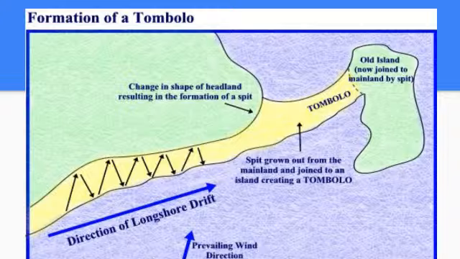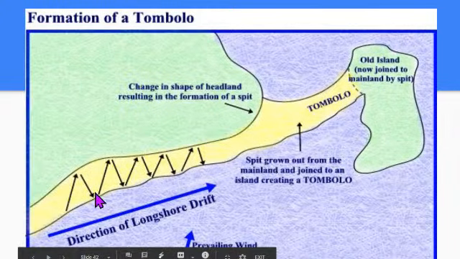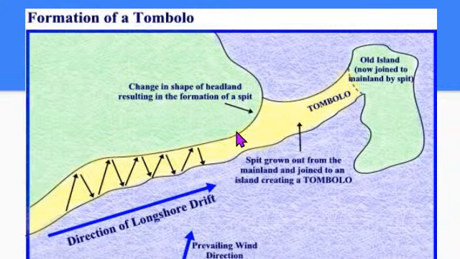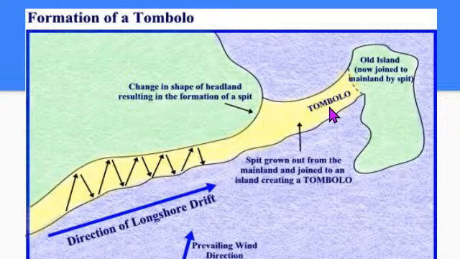All right, so this is the example of the Tombolo here. We see the longshore drift happening just the same. We see the change in the shape of the coastline, and then we see the spit that has grown out. But once it grows out and then it now attaches to another island, it is actually called a Tombolo.